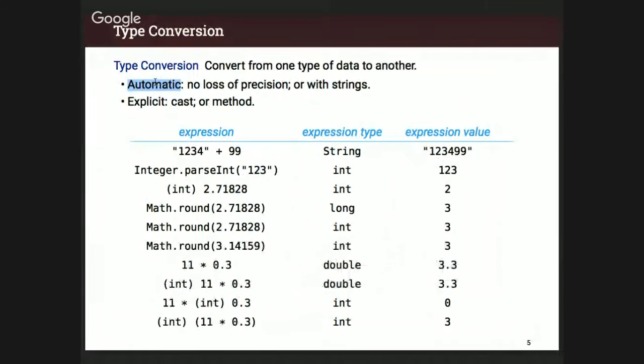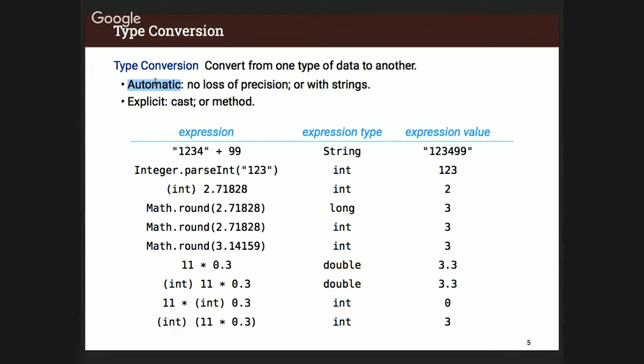Good. So the first kind of type conversion is called automatic. Java will automatically change the type of a value when it detects that it can safely do so. So for example, here, let's just take the first one. Here I'm adding a string, or concatenating rather, a string and an integer.